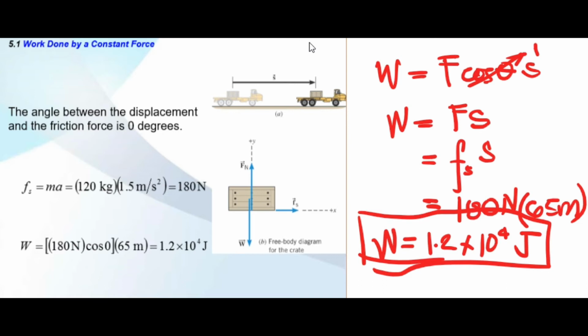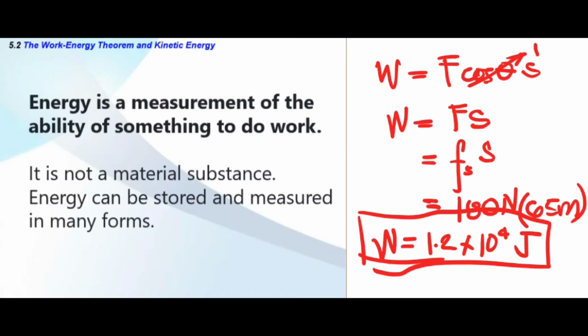Again, if the force is just parallel to the motion or to the displacement, we need not put cosine of the angle because it is understood that cosine 0 degrees is just 1. Now, let us proceed to energy. Energy is a measurement of the ability of something to do work. So it is not a material substance. Energy can be stored and measured in many forms.